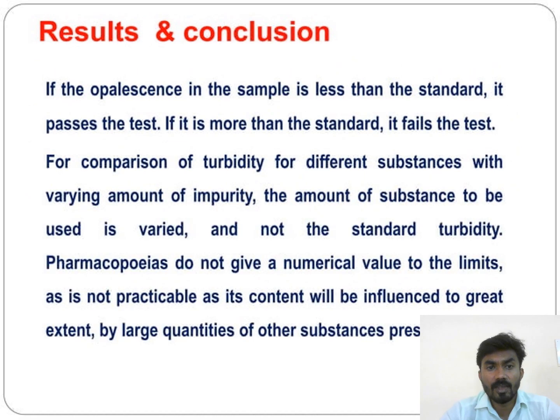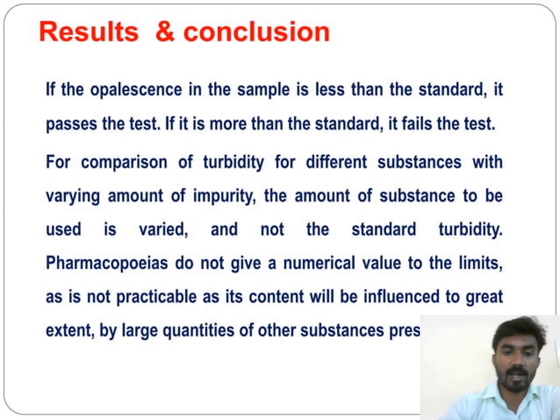Results and conclusion. If the opalescence in the sample is less than the standard, it passes the test. If it is more than the standard, it fails the test. For comparison of turbidity for different substances with varying amounts of impurity, the amount of substance to be used is varied and not the standard turbidity. Pharmacopoeia does not give numerical values to the limit as it is not practicable, since the content is influenced to a great extent by the large quantities of substances present in a compound.